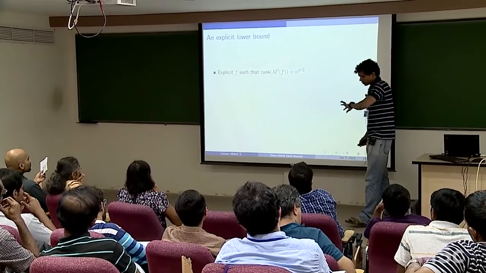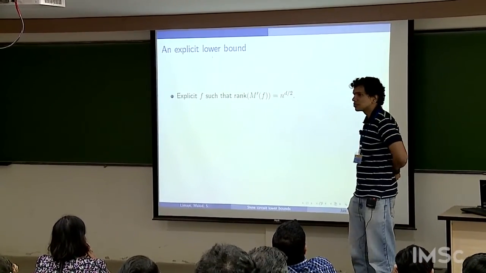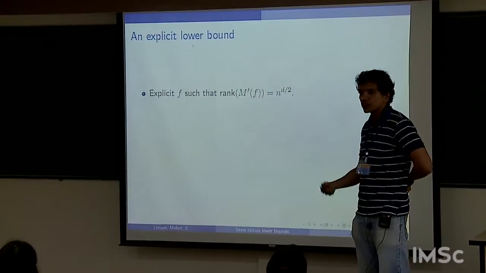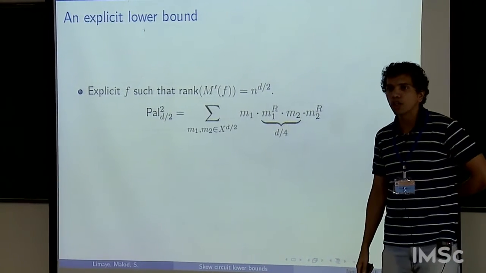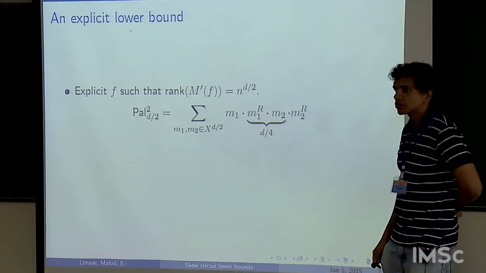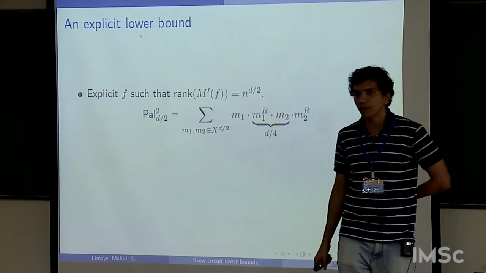All right, so to wrap up, I just have to give you an explicit f such that the rank of this matrix is actually full. There are many f that you could come up with. You could come up with your own. But here's an interesting one. You just look at the square of the palindrome polynomial we were looking at earlier. So you take the palindrome polynomial of degree d by 2 now and just square it. That's a polynomial of degree d.